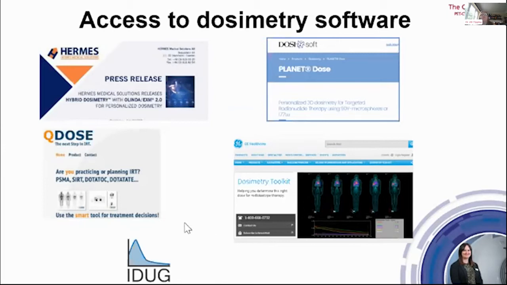So here is just a sample of the commercial systems with their various uses. These ones are all appropriate for PRRT dosimetry. There is a lot of work being done on cross comparisons of these various systems, and I'll briefly mention the Internal Dosimetry User Group, IDUG, that is helping to coordinate some of these efforts to compare systems.